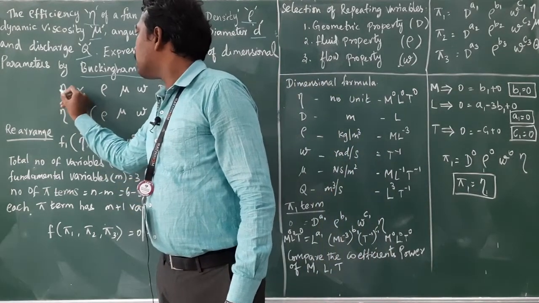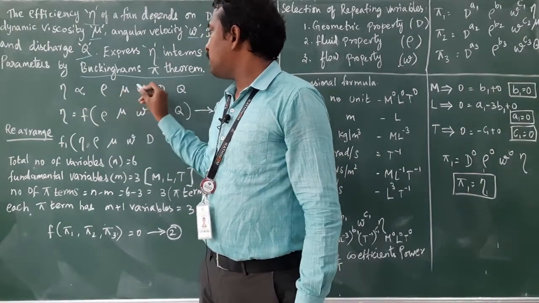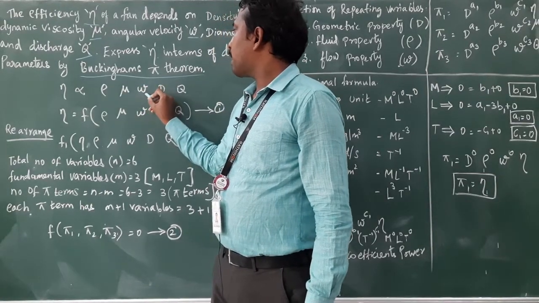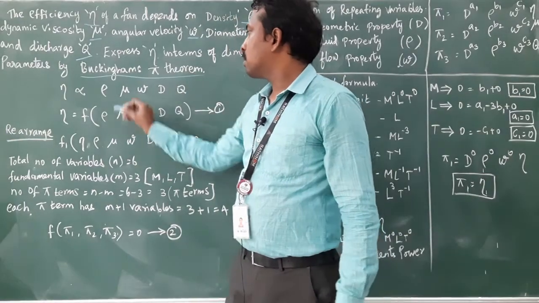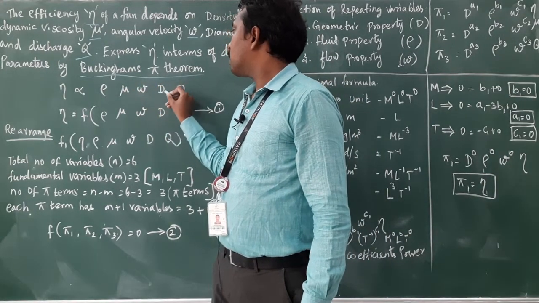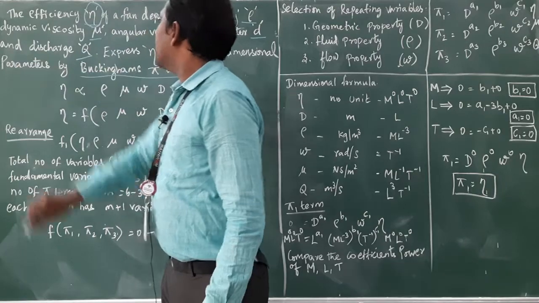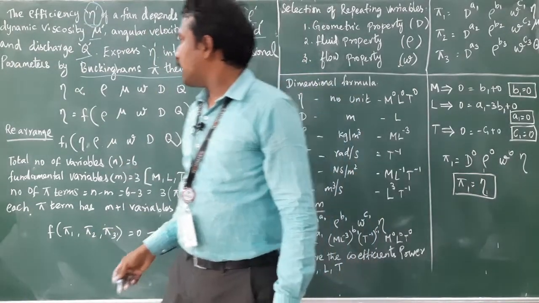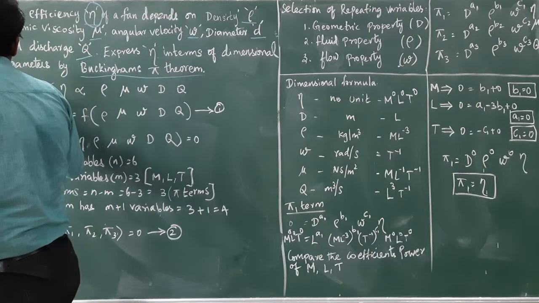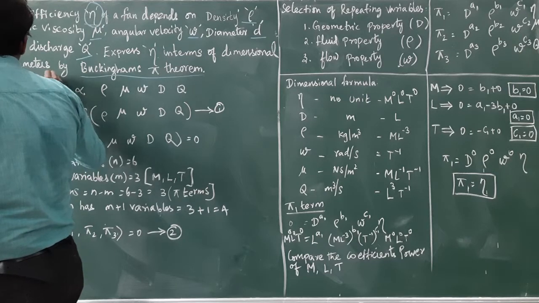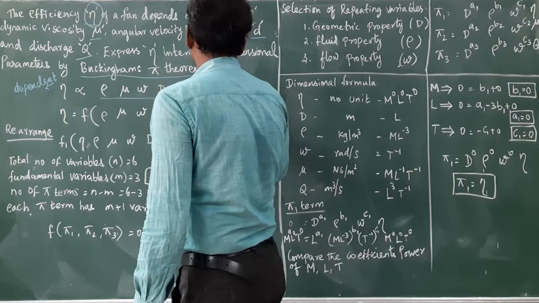First, eta is directly proportional to the density, viscosity, angular velocity, diameter and discharge, that is rho, mu, omega, d and q. Here we need to find out the eta in terms of these parameters. Here the efficiency is the dependent variable and other these parameters are independent variables.